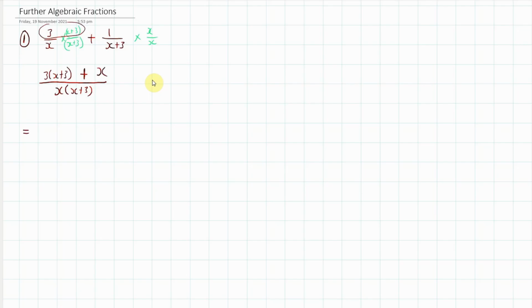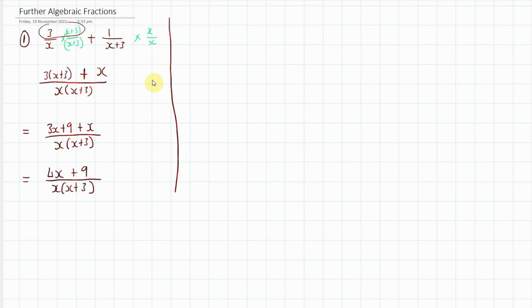Now the second to final step, the penultimate step, is 3x plus 9, so that's expanding the bracket, plus we've got that x hanging off the end there. You just tend to leave the denominator factorized like that, and then gather the like terms on the numerator, so it's 4x plus 9 all over x times x plus 3.